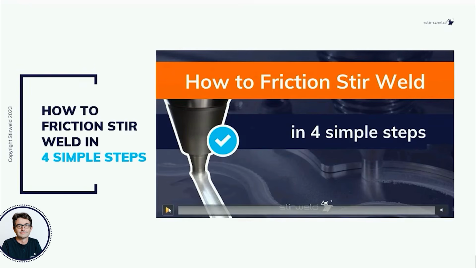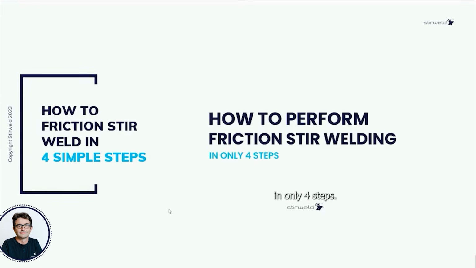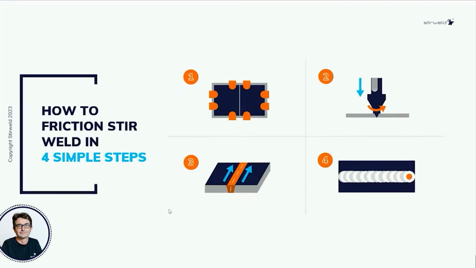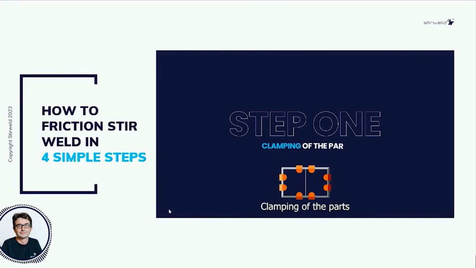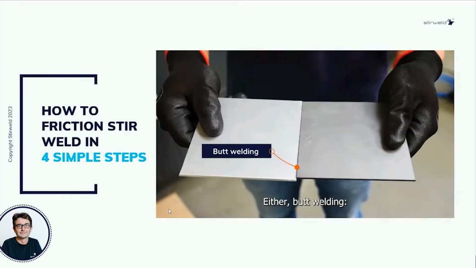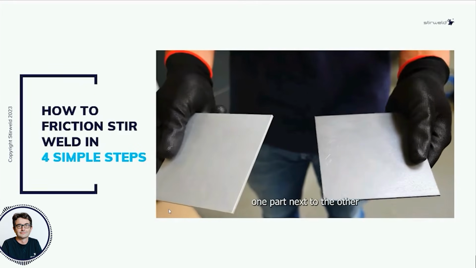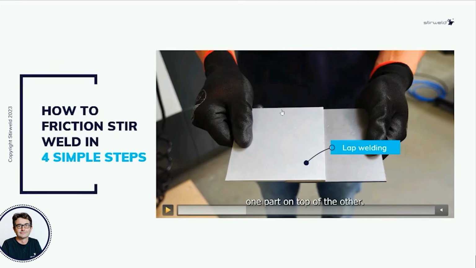Here, now we have a video to introduce Friction Stir Welding. So again, 4 steps, 1, 2, 3, 4. Step 1, clamping of the part. For that, we have 2 welding configurations, butt welding like this, or lap welding like this.